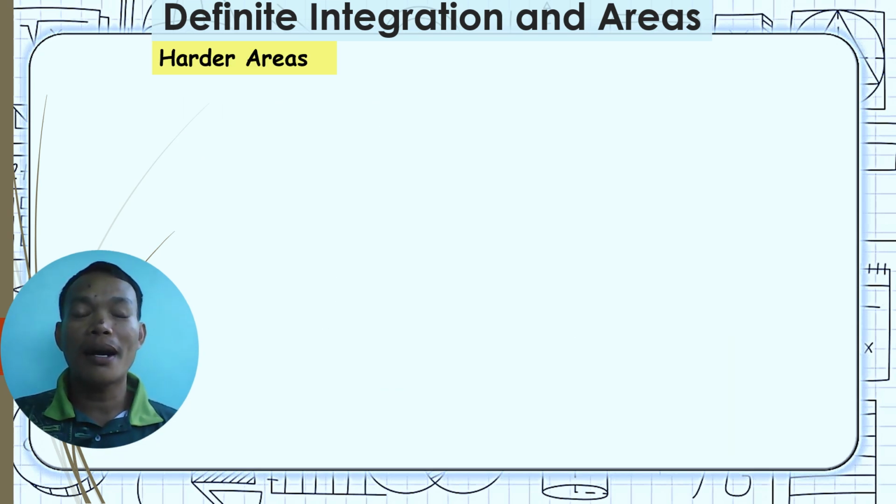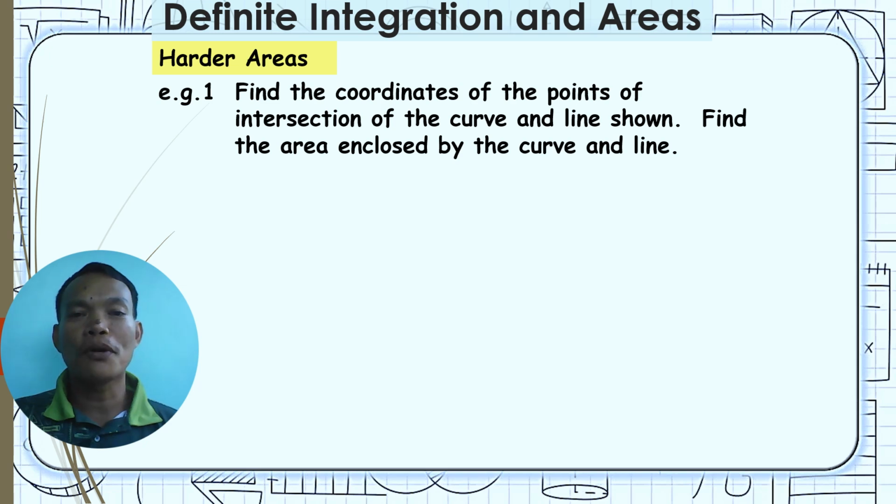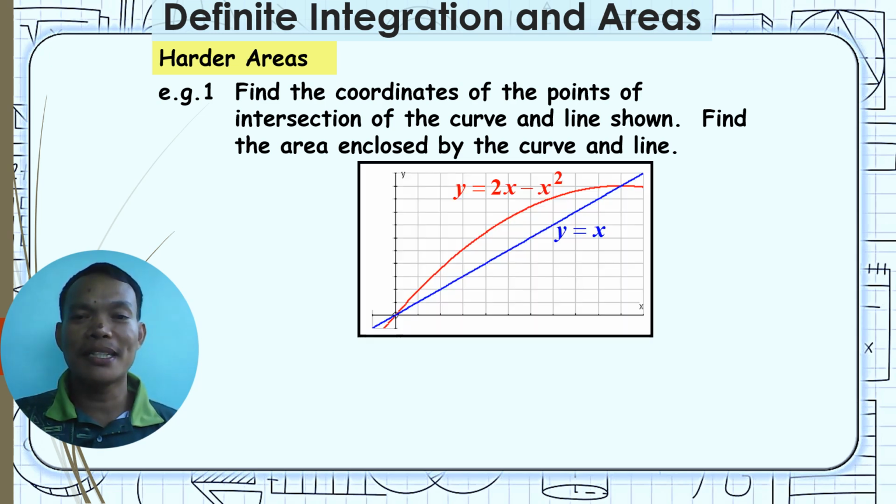And we have our harder areas. Example: find the coordinates of the points of intersection of the curve and the line shown. Find the area enclosed by the curve and the line. So we have here the illustrations: y equals 2x minus x squared and the line y equals x.